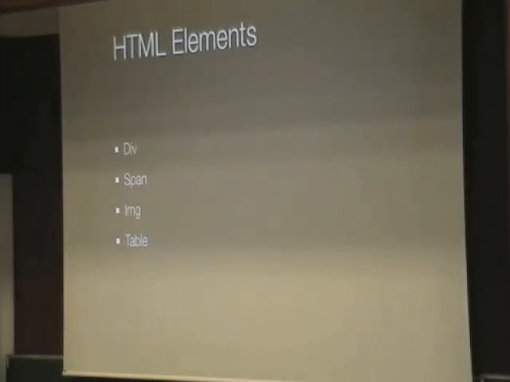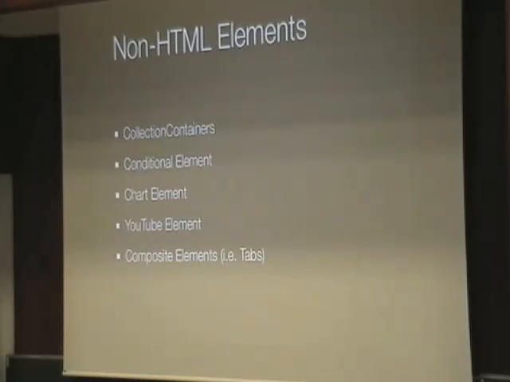So the normal HTML elements, for example, div, span, image, and table, this is what we have in SeaBreeze that you can use to compose your website. And they represent the HTML tags one by one. But we also have non-HTML elements like a collection container, a conditional element that just renders HTML based on some condition. And if this condition is false, it just doesn't render anything.